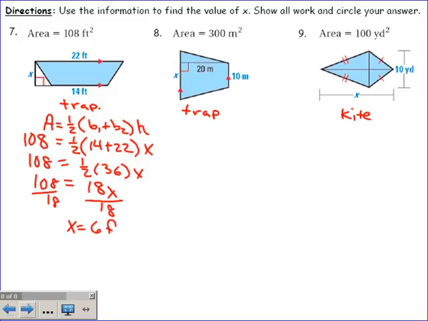Square feet? Feet. Just feet. Here's the part you got to be careful about. It is just feet, because it's only a height. It's not an area, it's just a height. Okay. Riley, number 8. Trapezoid. What's our formula for a trapezoid?